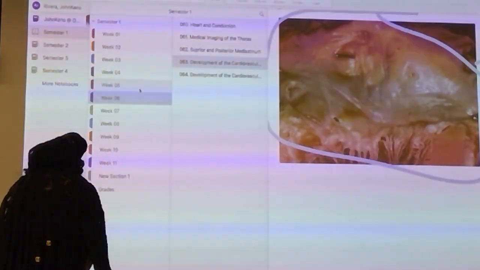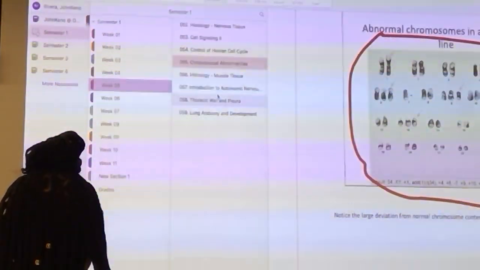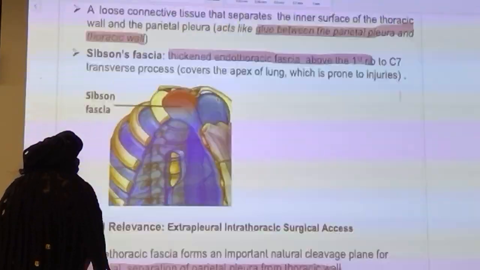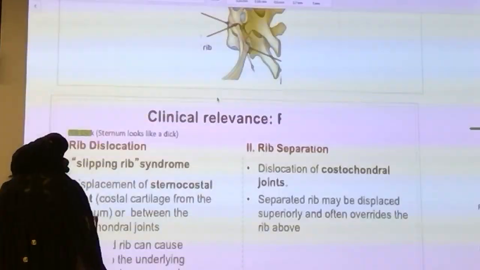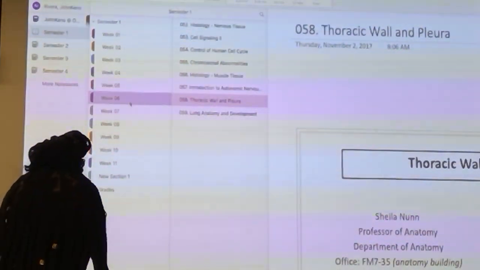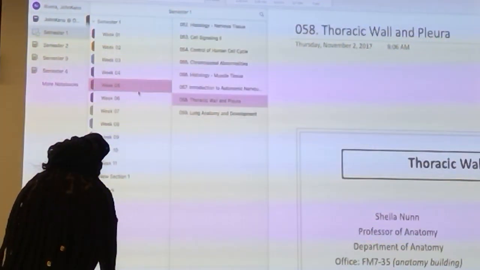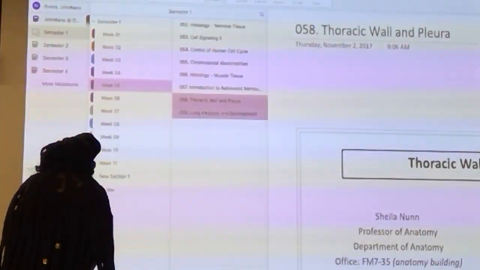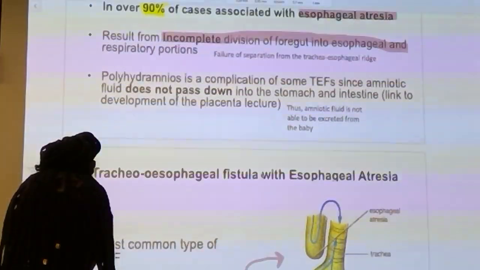Okay. You want me to go through this lecture or no? That's it. I don't, because I don't want to. I'll go through embryo though, because it's kind of dumb.